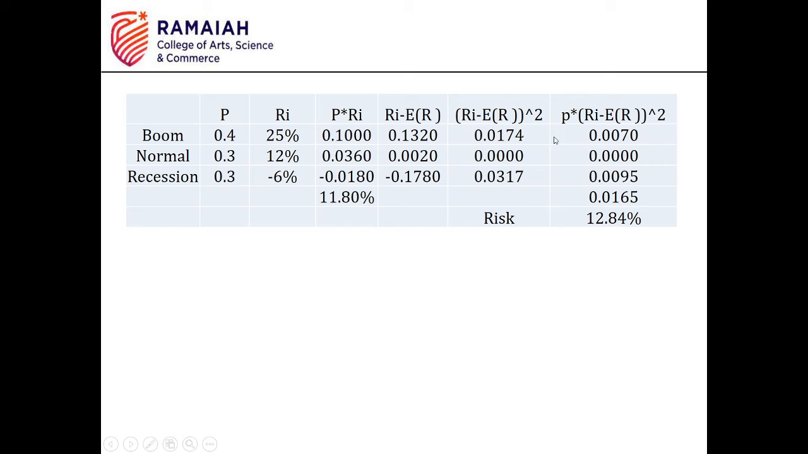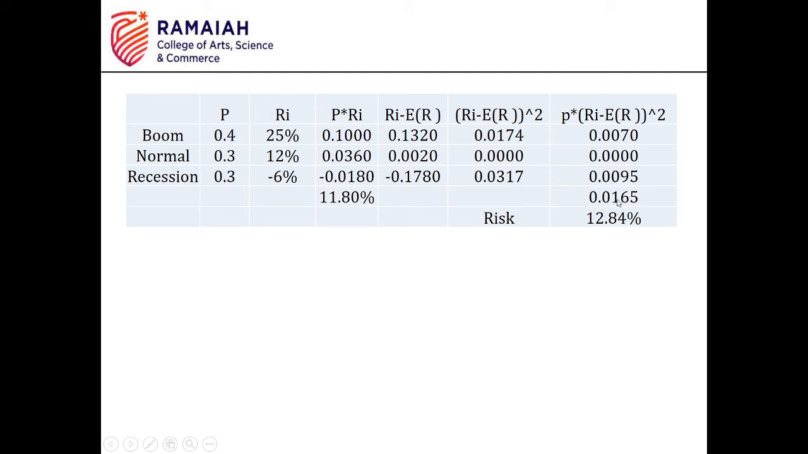This is nothing but the squares of the deviation multiplied by the probability. 0.0174 into 0.4 gives you 0.0070. Similarly, for all the three, this is the sum, and this is your expected risk, right? Yes, this is the sum.